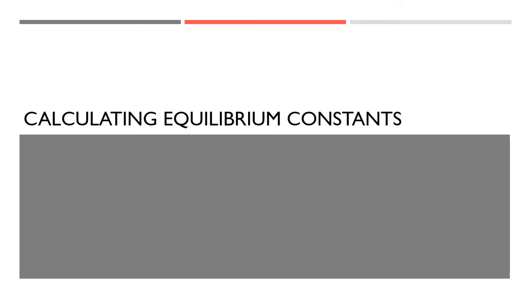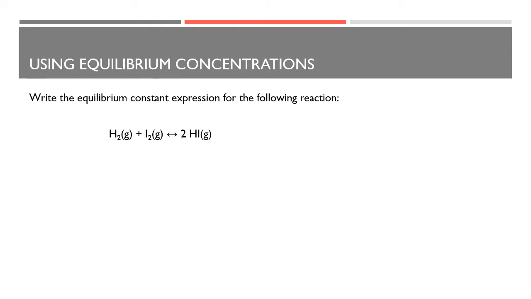In this video, we are going to be calculating equilibrium constants. Now, you should have a good understanding of how to write an equilibrium constant expression, what to include in an equilibrium constant expression. So we are going to write the equilibrium constant expression for this reaction. We have H2 reacting with I2 to give 2 moles of HI.